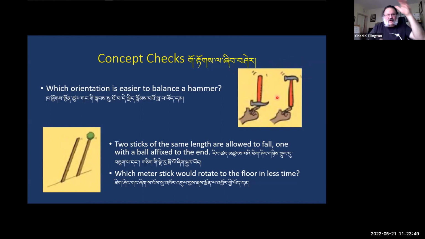It turns out when you have more mass further away, it's actually easier to balance because it has a greater rotational inertia, which means it takes more force for it to fall over when the more mass is away from your pivot, because it's thought that your hand is the rotational spot.